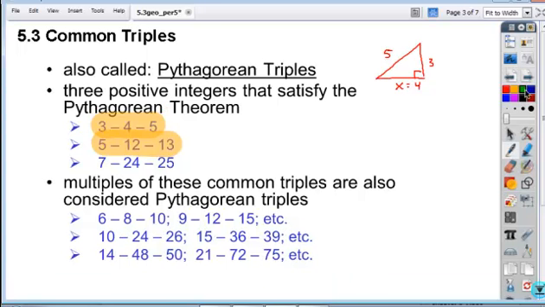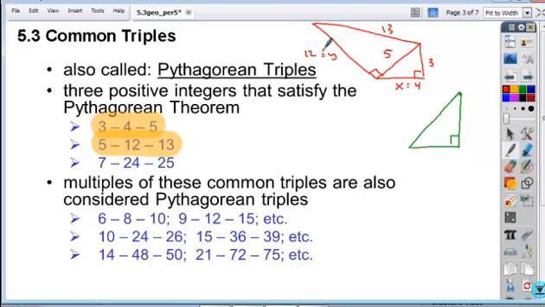Now, the way that you'll most likely see these applied, or actually let me come back here, the same would be true if you see this triangle. If that's 5 and this is 13, what does this missing side have to be? 12. So that's using the process of the common triples.